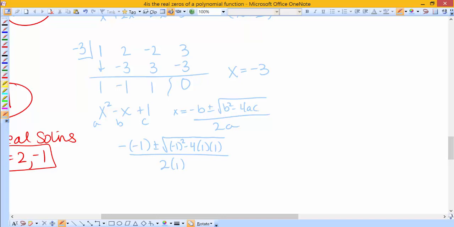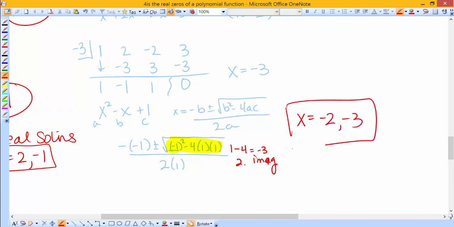Now I'm going to look here first, because if that gives me an imaginary number, then there's no point in me continuing. So when I add and multiply and I have 1 minus 4, well, that's -3. That's going to be imaginary. That's my two imaginary solutions. So 2 real, 2 imaginary. So my solutions were -2 and -3, the real ones. We're not worried about the imaginary for today.